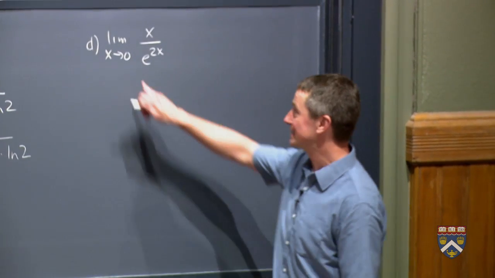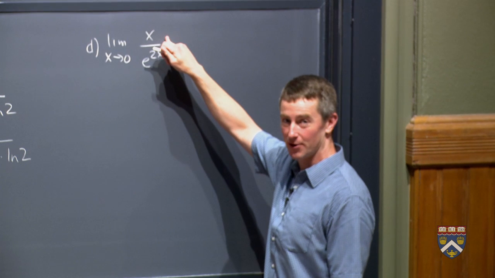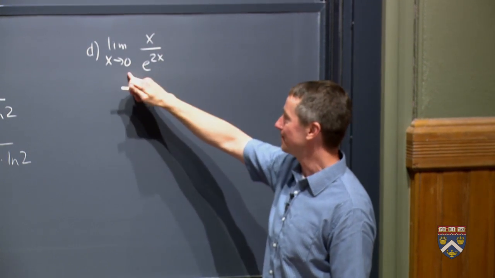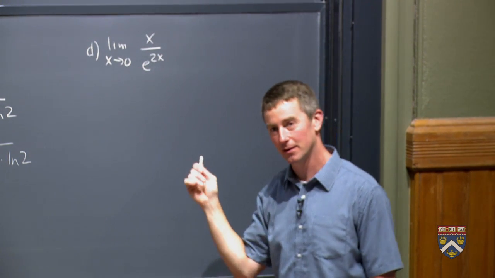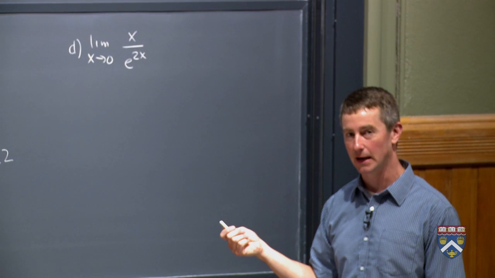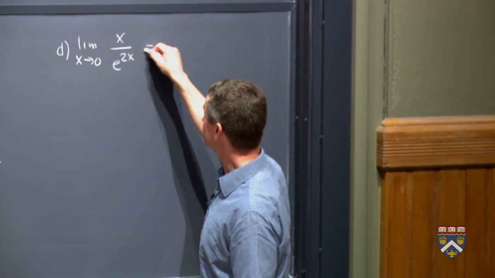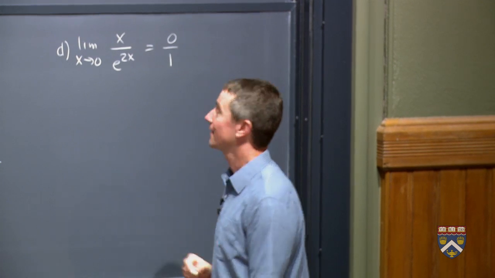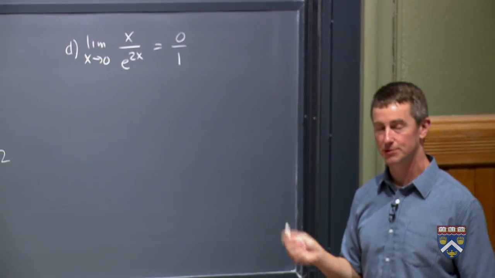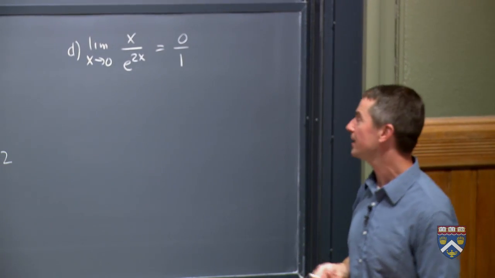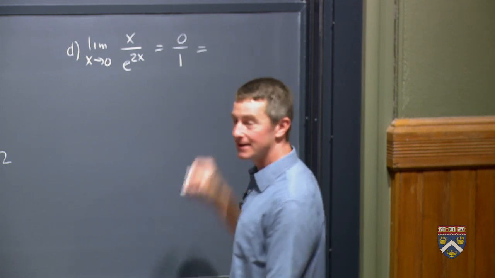So here, what's happening? As x goes to 0, the top goes to 0. That's true. But what about the bottom? We're going to get e to the 0. And e to the 0 is what? It's not 0. It's 1. So in this case, we get 0 over 1. And we cannot use L'Hopital's rule for that. L'Hopital's rule is only for 0 over 0 and infinity over infinity. But 0 over 1 is not an indeterminate form.